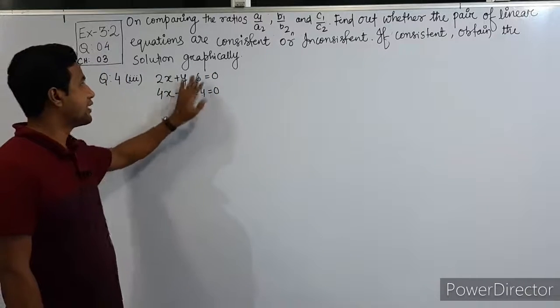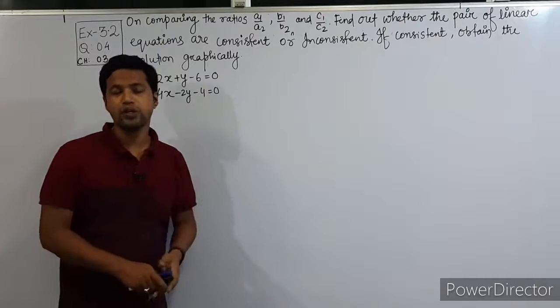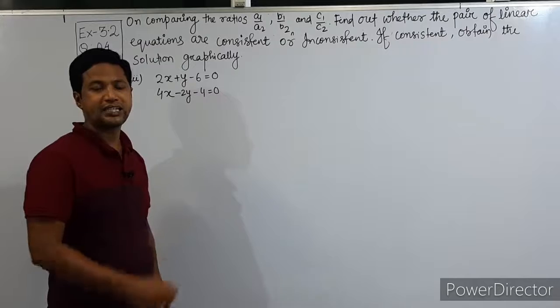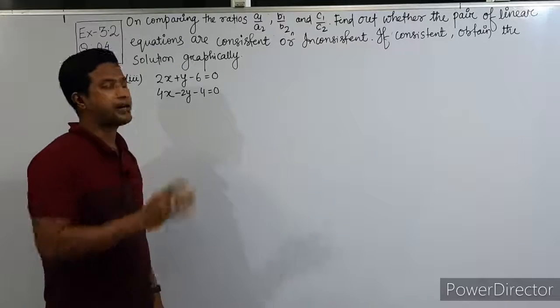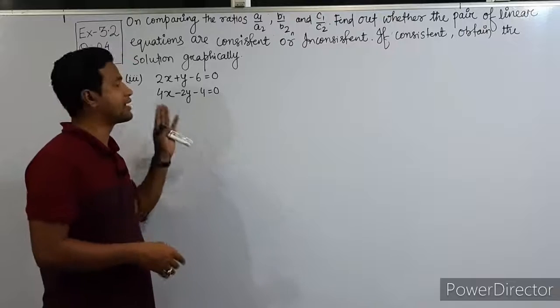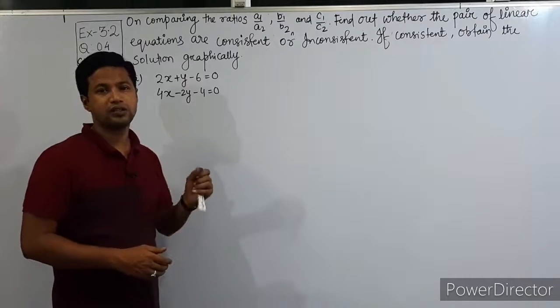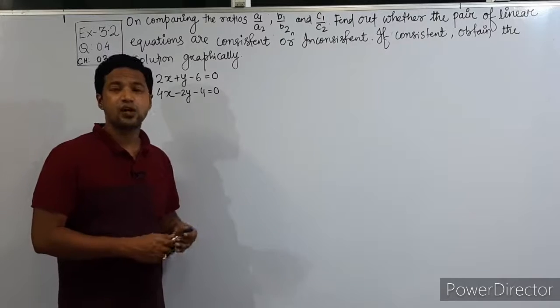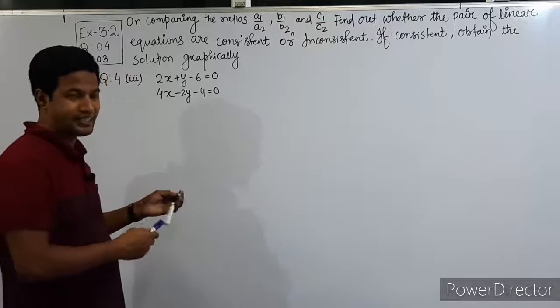Means first of all, these two equations we have. From these two equations, we are going to find out whether it is consistent or inconsistent. If it is consistent, then we are going to find the solution, meaning the value of x and y, graphically. So first of all, let's find out whether it is consistent or inconsistent. How will we find that? First of all, we are going for its cases.